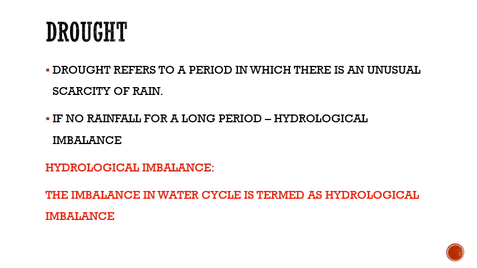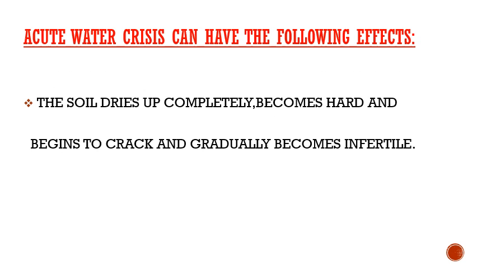Drought. Drought refers to a period in which there is an unusual scarcity of rain. If there is no rainfall for a longer period, it leads to serious hydrological imbalance. The imbalance in the water cycle is termed as hydrological imbalance. Acute water crisis can have the following effects.